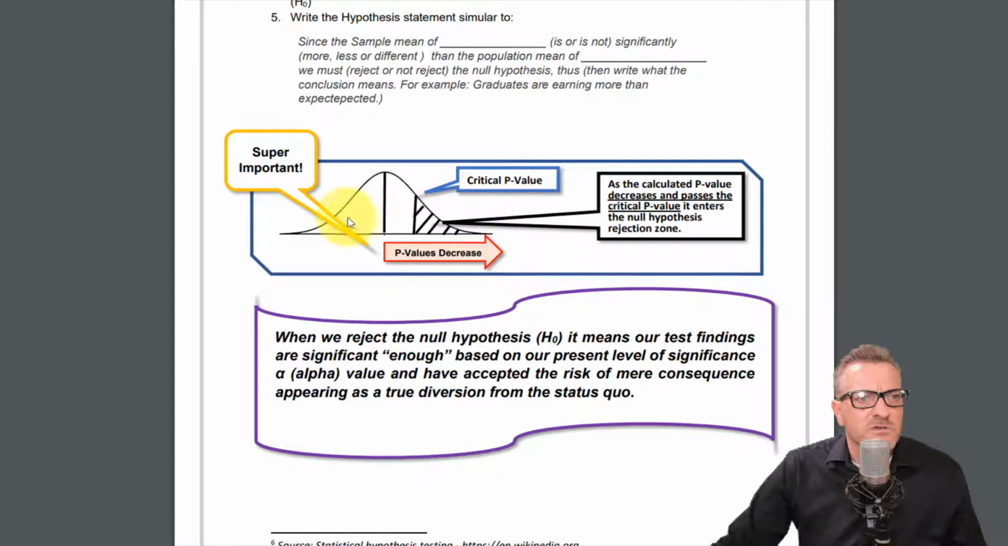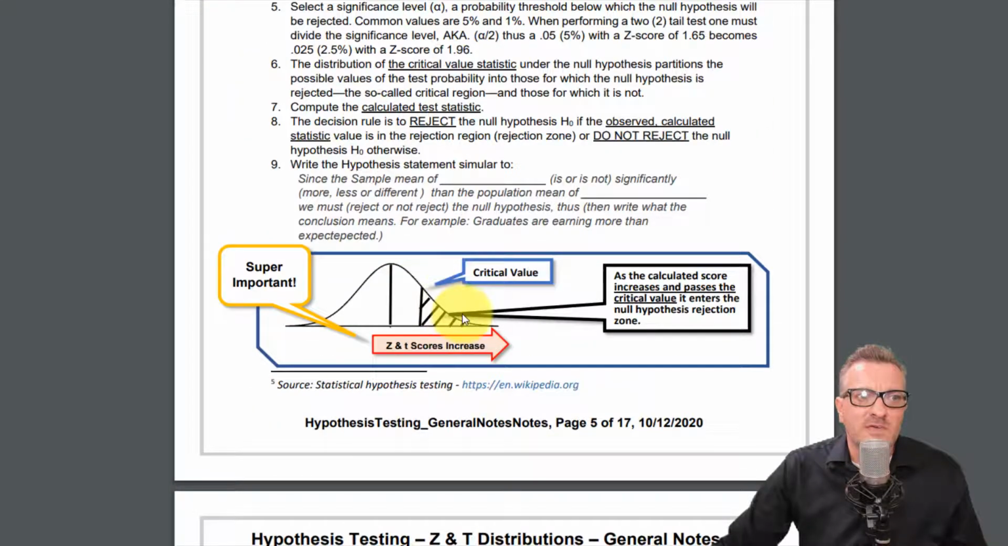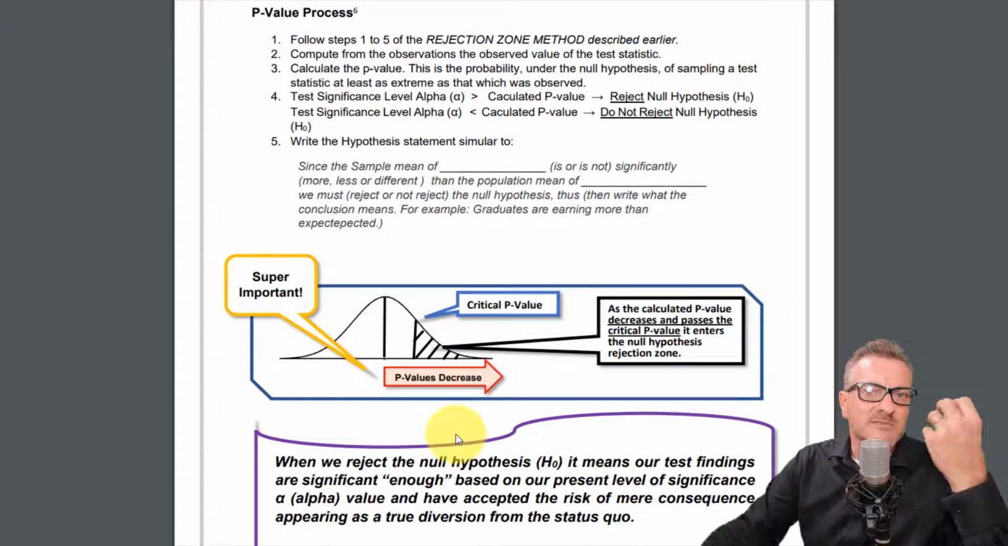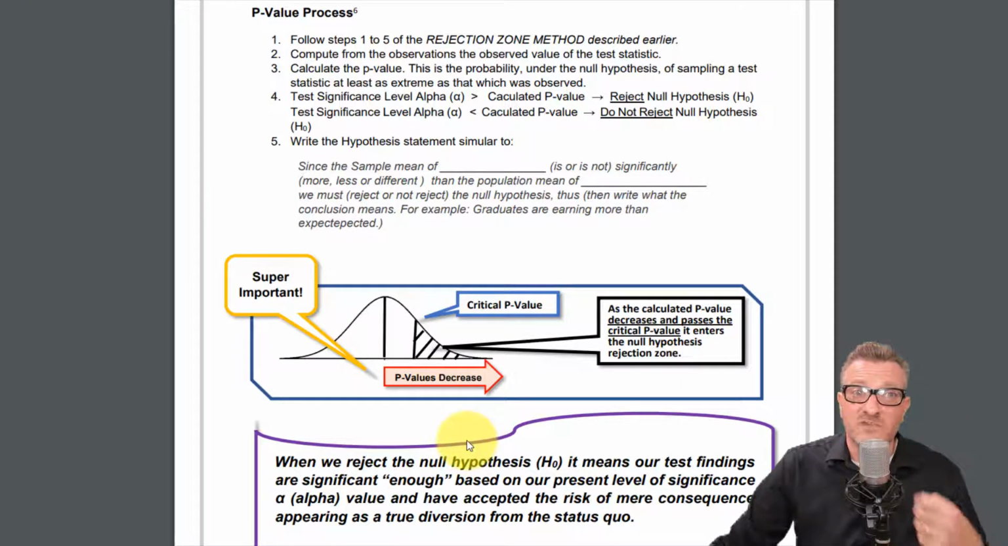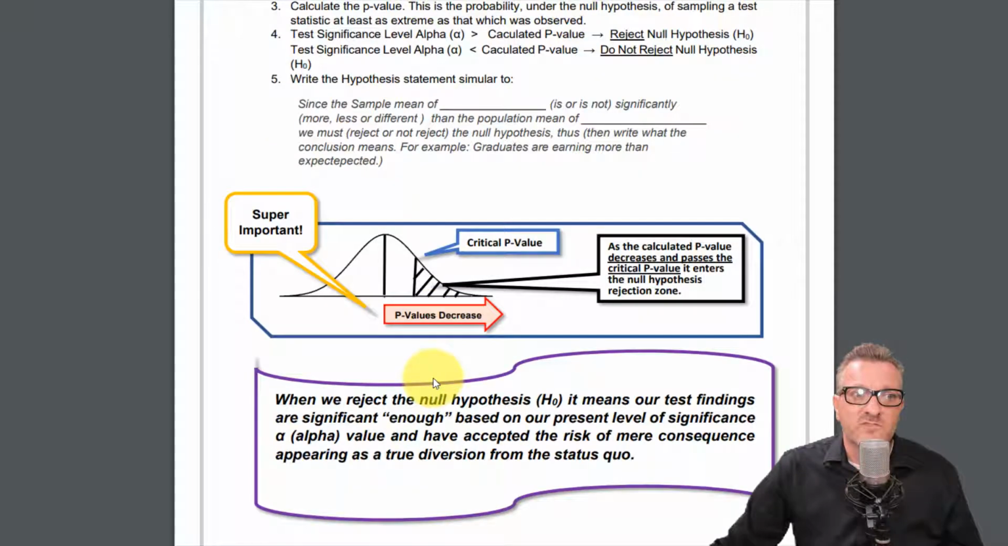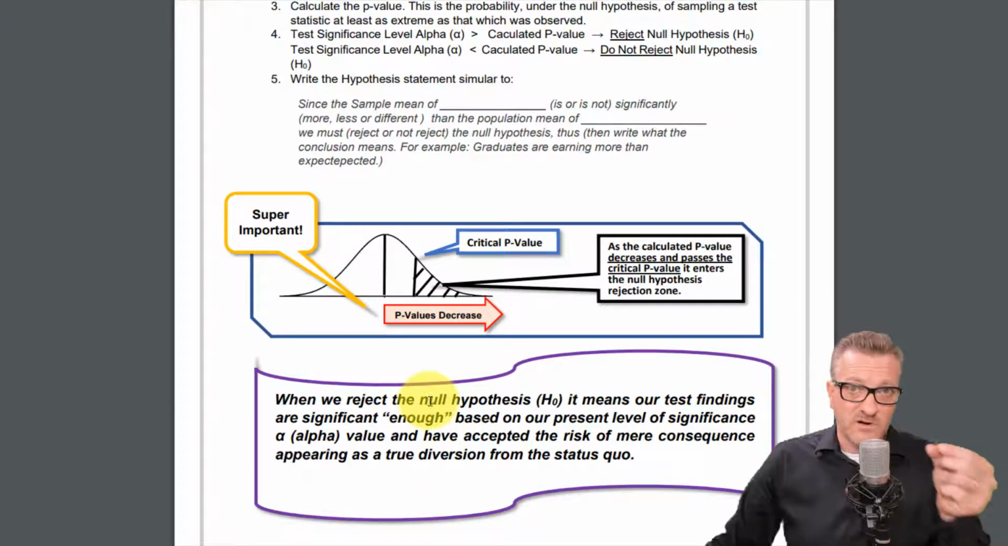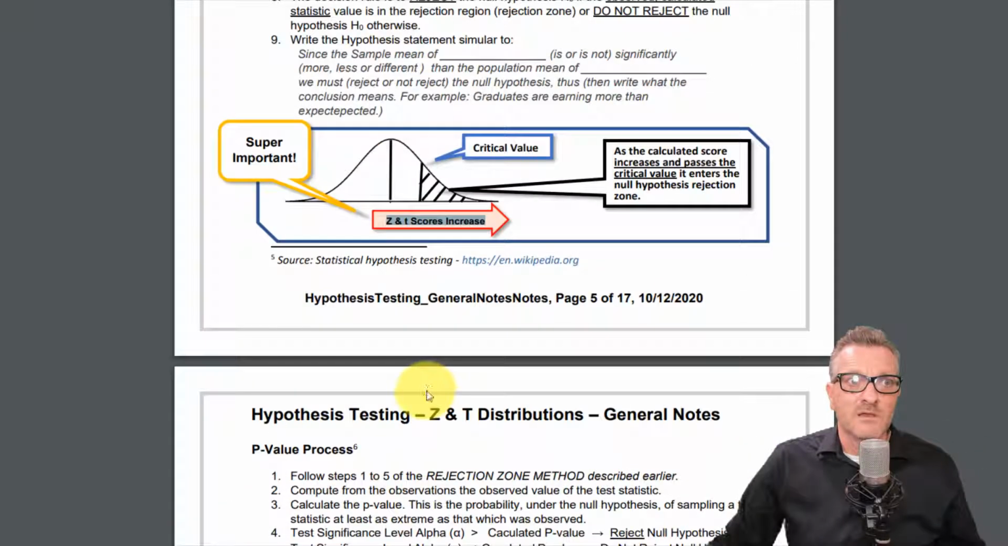So this picture is super important, but the big thing here is that the p-values decrease as we move away, and the other one, the z and t-scores, increase. So with this one, they decrease, meaning the probability of the event occurring decreases, and that number is represented in the p-value, where with this one the value is in standard deviations away from the mean. So as those numbers increase, they become less probable.